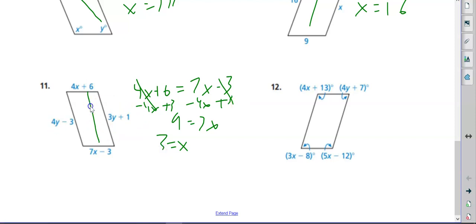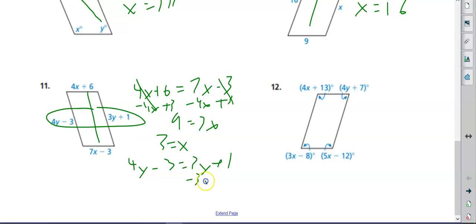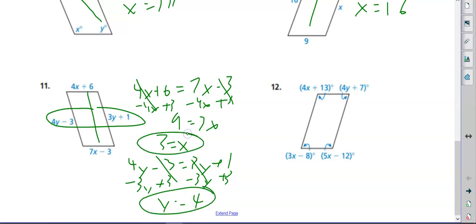And then we have the same thing here. So those are going to be equal. 4y minus 3 equal to 3y plus 1. This time I'm going to subtract 3y here. I'm going to add 3 here. And that gives you y is equal to 4. Y is 4, x is 3.